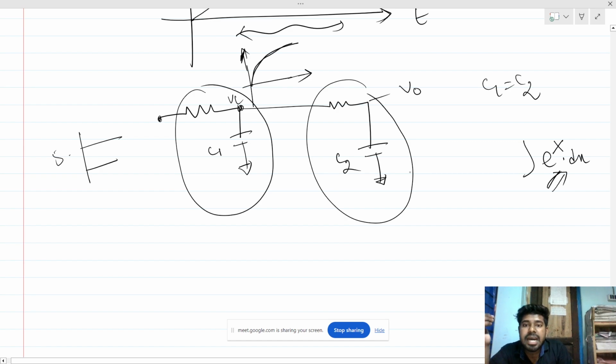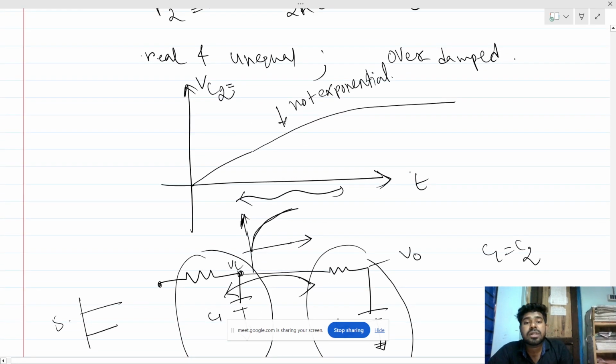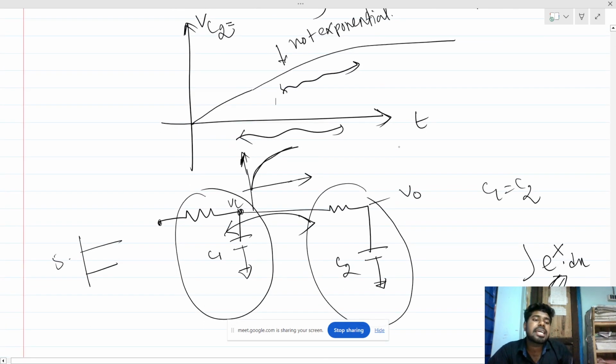Because from here to there is a delay, right? So the conclusion is this is not the exact exponential, but you can think of it as an exponential with some delay. So it becomes not an exponential. This is the takeaway. You can think of it in this way as well.